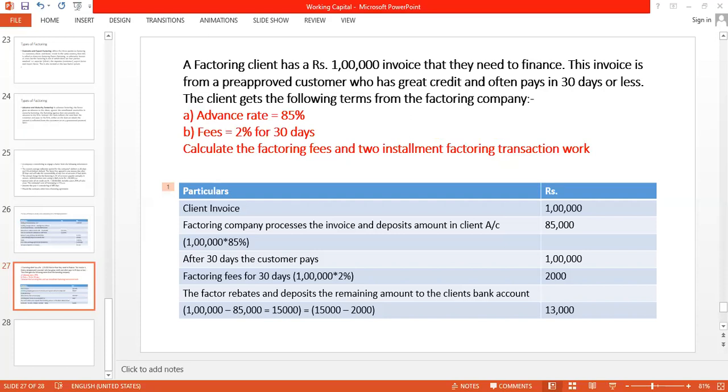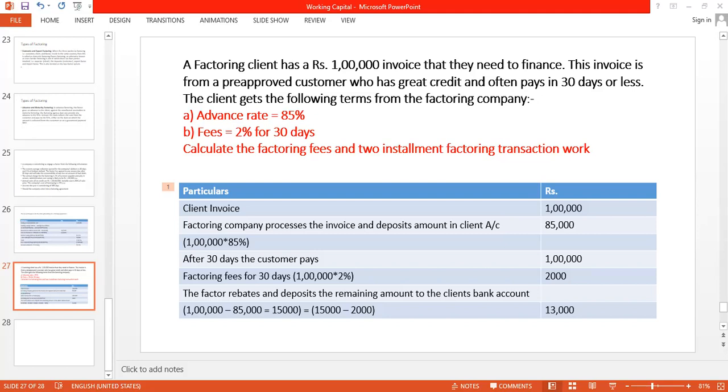Invoice will be handed over to the factor. The factor will receive 1 lakh after 30 days from the customer. He will give advance money to the client, that is the company, that is 85,000 in advance. You can see the particulars. Client invoice is of 1 lakh. Factor will receive this invoice of 1 lakh. He is going to collect this money from the customer in 30 days.